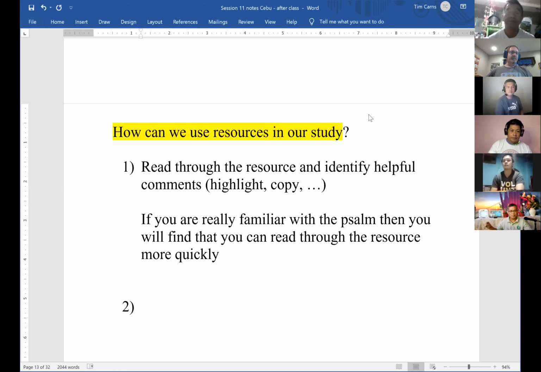When I listen to sermons, what I do is I'll often just type in my notes. So I have a document where I have notes from sermons I've listened to, on helpful comments or quotes that I hear within the sermon.